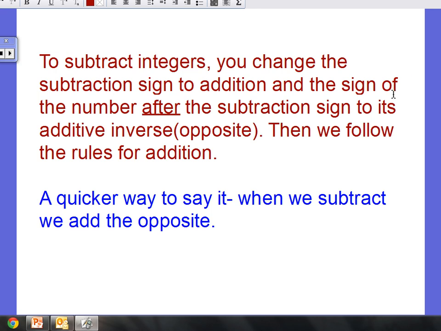To subtract integers, you change the subtraction sign to addition and the sign of the number after the subtraction sign to its additive inverse, or opposite. Then we follow the rules for addition. A quicker way to say this: when we subtract, we add the opposite.